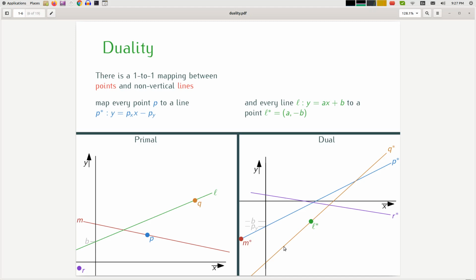So by just looking at the structure of this, the relationship of the points and lines in this primal space, I could know how the picture looks in dual space, and that's going to be very useful for us later on when we try to form the dual of some of the well-known problems.